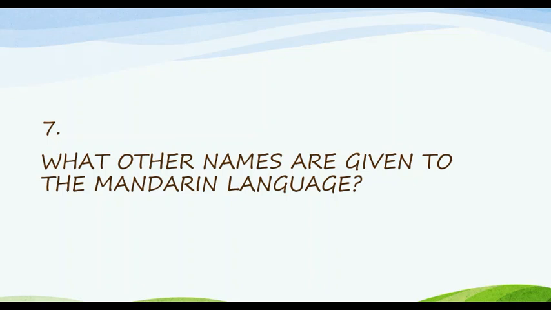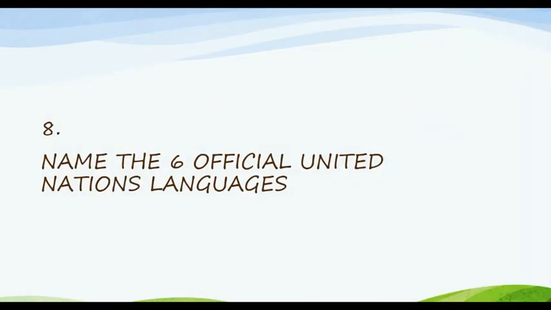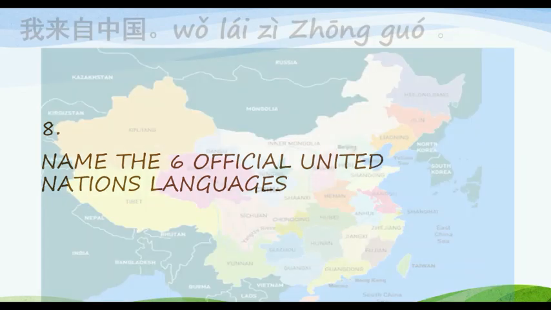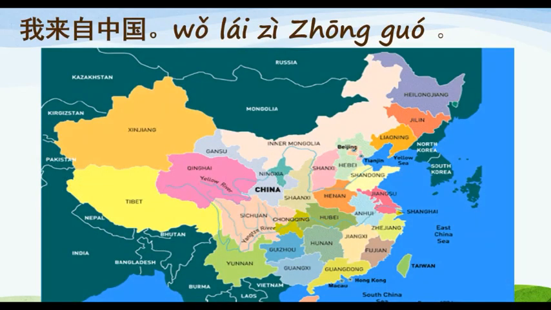Bonus question. What other names are given to this dialect or language we are calling the Mandarin language? There are 4 other names. What are they? The United Nations has adopted 6 official languages. Chinese is one of them. What are the other 5 languages?